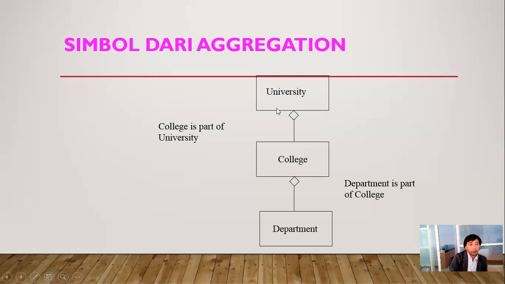The university has a college inside the university, and the college has two different roles. It can become a child of a university, and it also can become a parent of a department because it has the diamond symbol directly on this class. So when the college class becomes a parent, we can read this kind of relationship by saying that the college has a department, okay, and the department is part of the college.